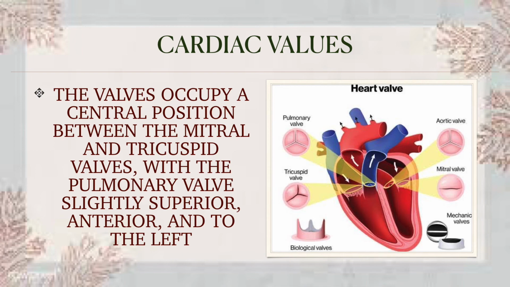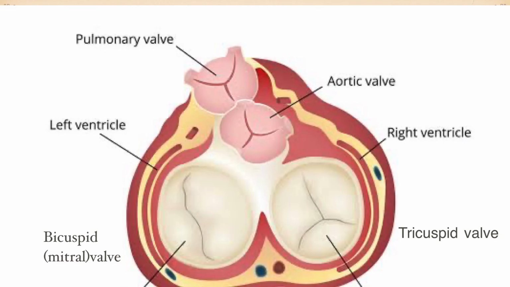Cardiac valves. The valves occupy a central position between the mitral and tricuspid valves, with the pulmonary valve slightly superior and anterior to the left. Heart valves as shown in this figure: pulmonary valve, tricuspid valve, aortic valve, mitral valve. Aortic valve, pulmonary valve, tricuspid valve, mitral valve as shown in this figure.